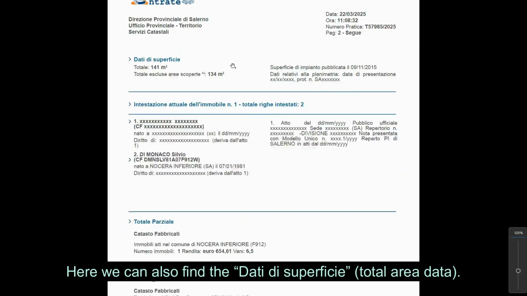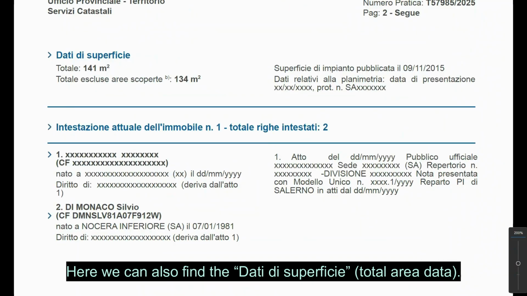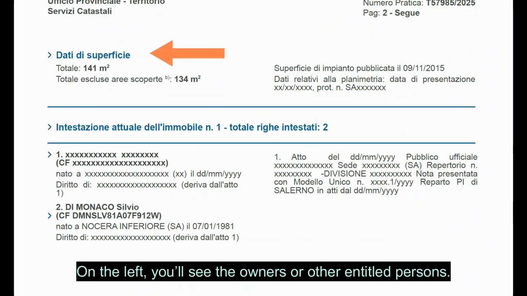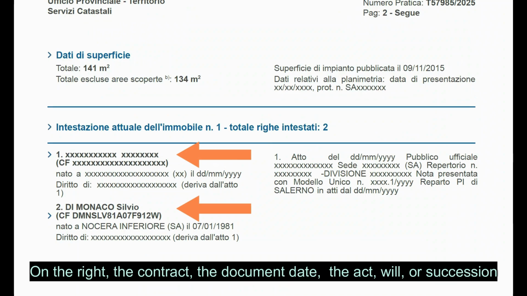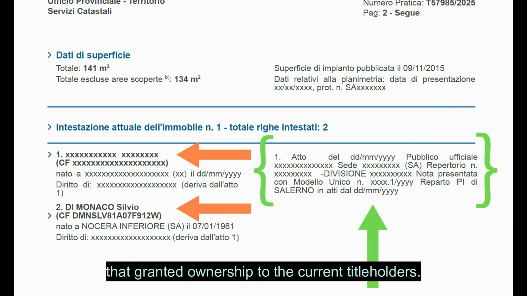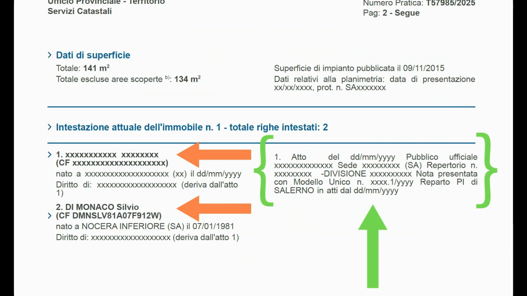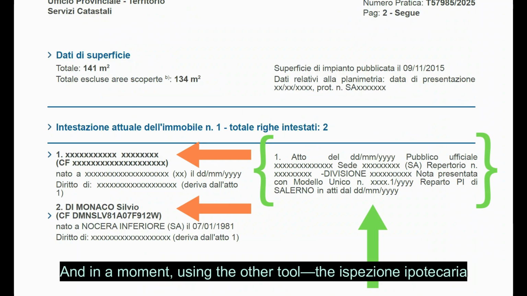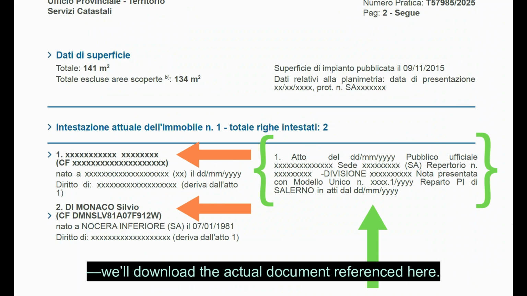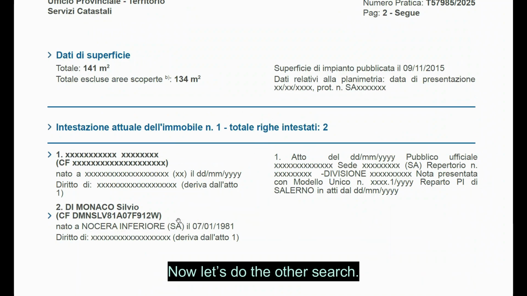Here we can also find the dati di superficie, total area data. And here you'll see finally the owners or other entitled persons. On the right, the contract document or maybe the will that granted ownership to the current title holders. And in a moment, using the other tool, the Ispezione Ipotecaria, we'll download the actual document referenced here. Now let's do the other search.